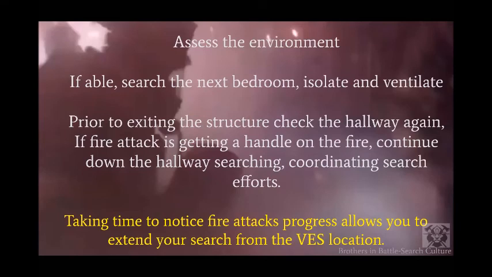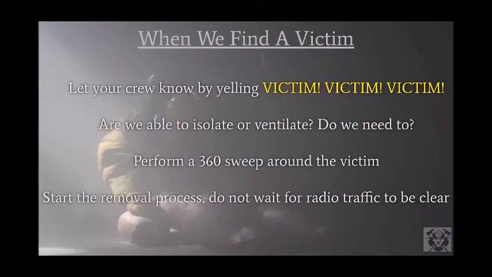All right. So these are just some indications that we want to take into consideration, assessing our environment like we talked about. And then making sure that before we exit the structure, we check the hallway once more. If the fire attack is getting a handle on things, then we're good. We can push forward. Now, if there's no fire attack underway, or that body of fire is just too large, then we do need to be real with ourselves and say, hey, I can't make this happen. Maybe reverting backwards to that traditional DES method somewhere else in this structure is of benefit to me.